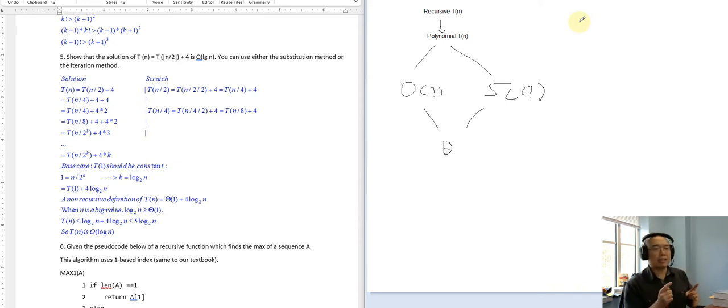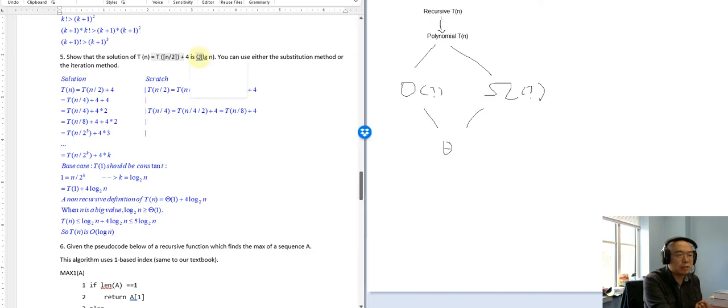Okay, so this is exactly what I asked you to do in question 5. You start from the recursive version of Tn, and you need to solve this recursive version of Tn first, and then you get a polynomial version of Tn. After you have the polynomial version of Tn, you have to prove the big O, big omega, and then big theta. But for this question, if you prove it is big O, that's enough.